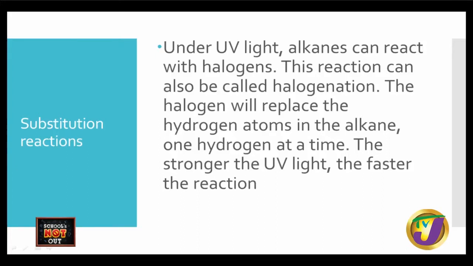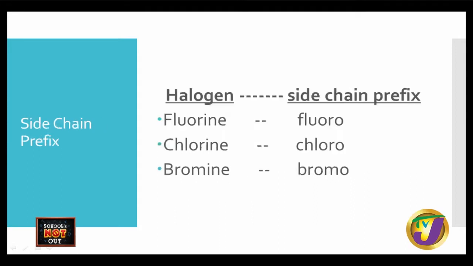Now, the reaction with halogens can also be called halogenation. The halogen will replace the hydrogen atoms in the alkane one hydrogen at a time. The stronger the UV light, the faster the reaction, right? All that means is the more intense the UV light, the faster the reaction.